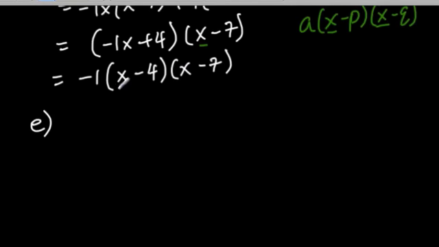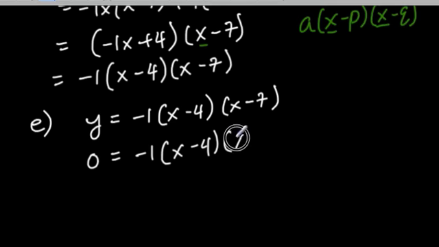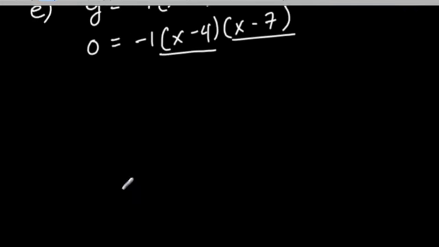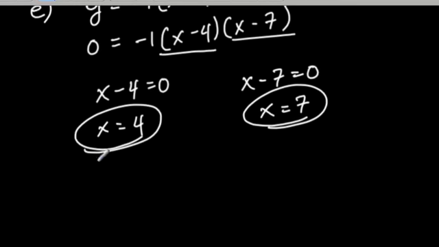E. Now it says find the x-intercept. So basically y is equal to negative 1, x minus 4, x minus 7. If you ever want to find the x-intercept, it means y is equal to 0. If you divide by negative 1, basically it's going to be 0 is equal to that, so that negative 1 really doesn't even matter. We can just compare each of these to 0. So x minus 4 equals 0, so x equals 4. And x minus 7 equals 0, so x equals 7. So these are our x-intercepts.